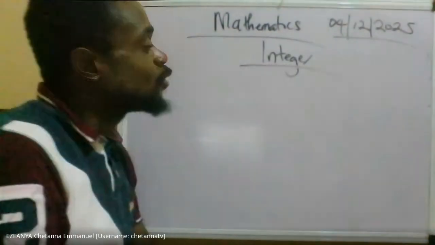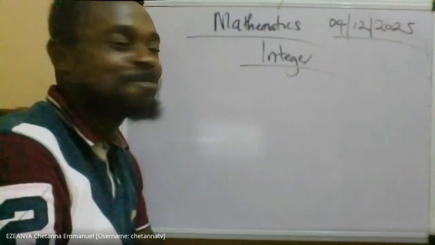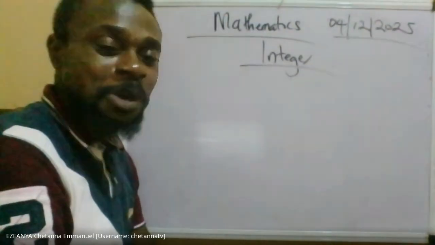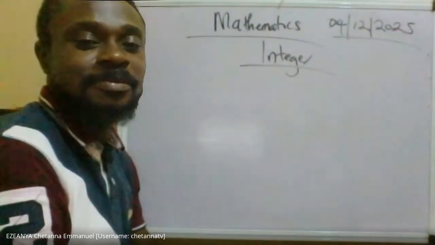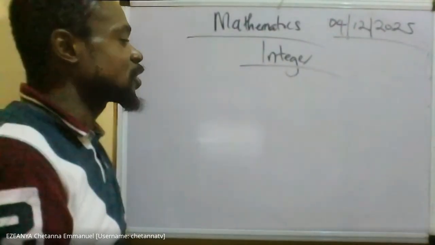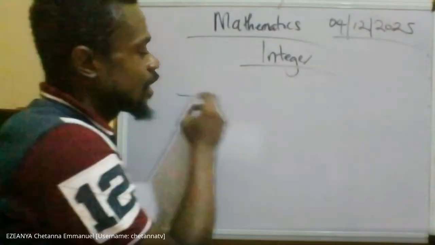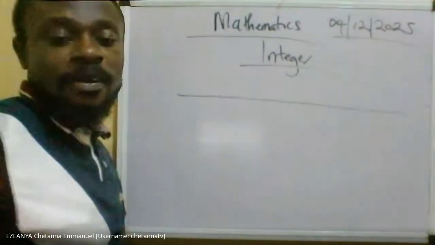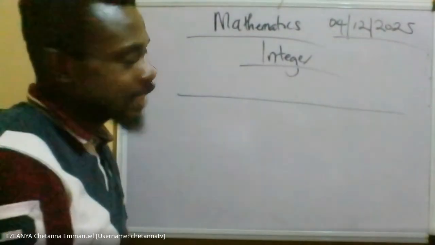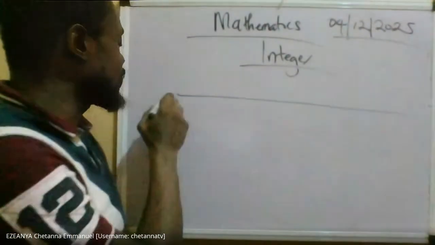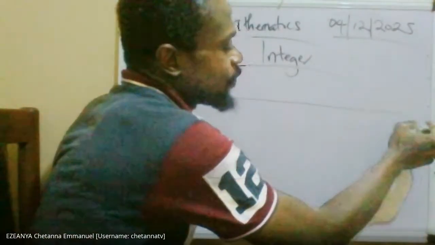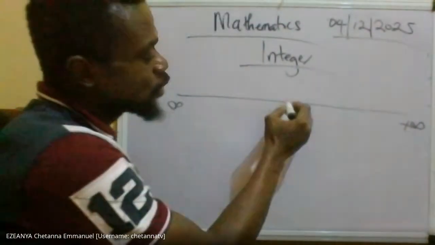Some people will tell you that integers are whole numbers. No, integers are not actually whole numbers. Whole numbers are part of integers. Now, for you to understand integers, you must understand the number line. You must know what the number line is. You know that the number line starts from negative infinity to positive infinity, and in between is what?